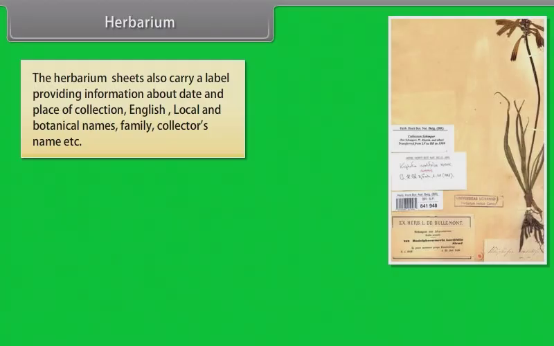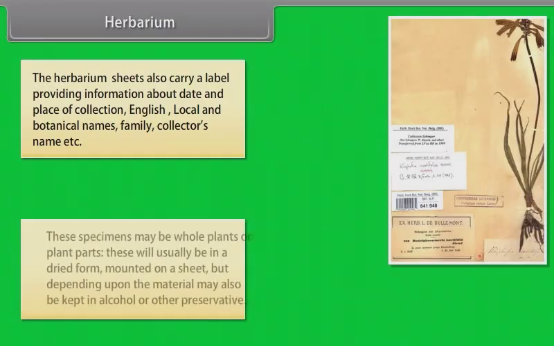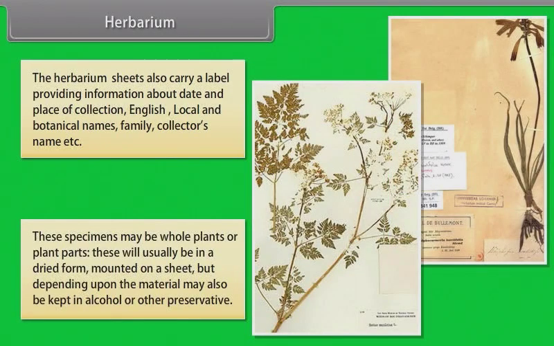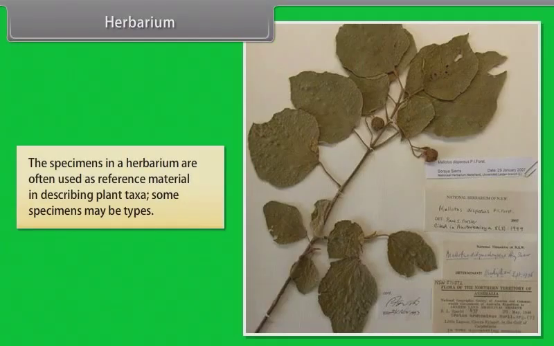family, collector's name, etc. These specimens may be whole plants or plant parts. These will usually be in a dried form, mounted on a sheet, but depending upon the material may also be kept in alcohol or other preservatives. The specimens in a herbarium are often used as reference material in describing plant taxa. Some specimens may be types.